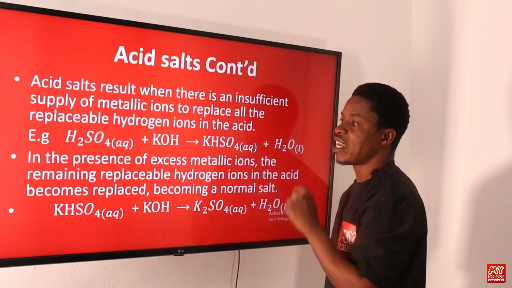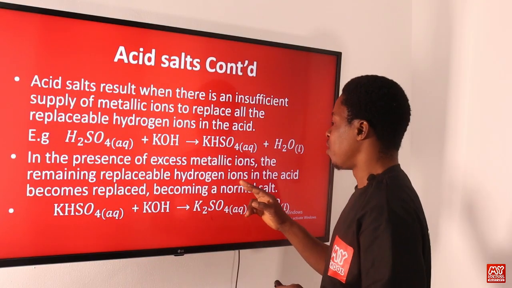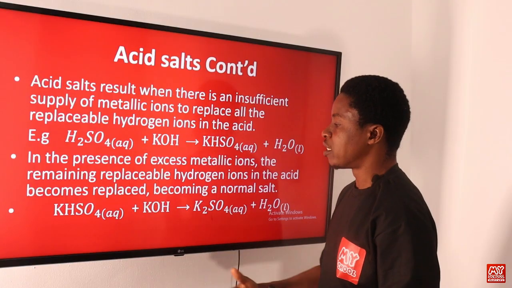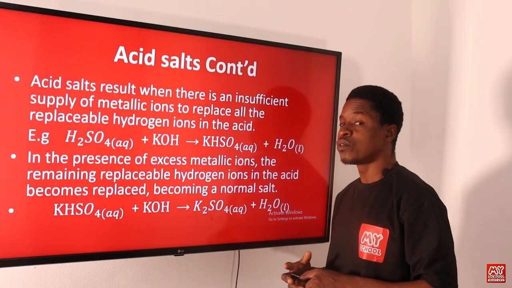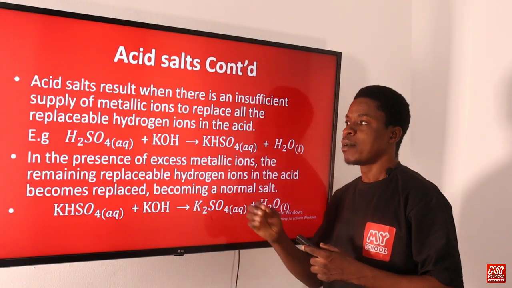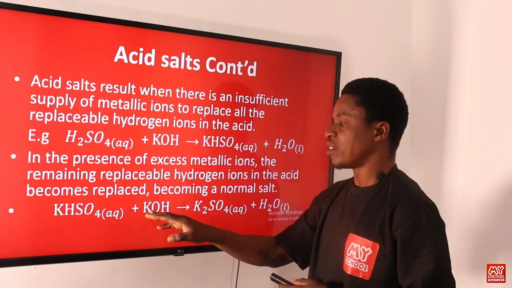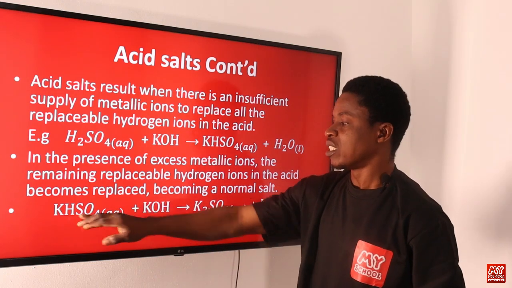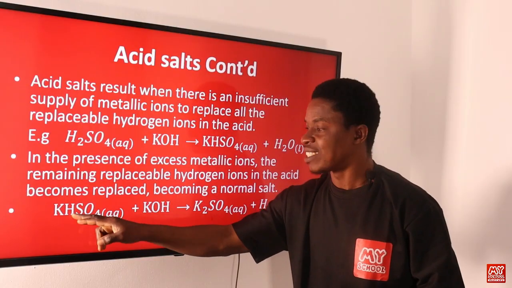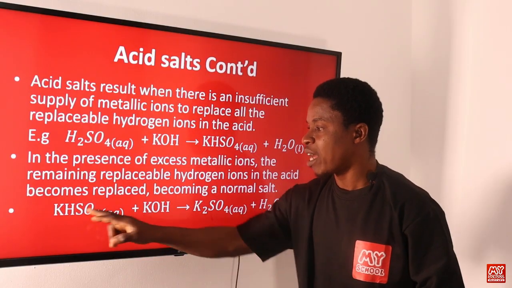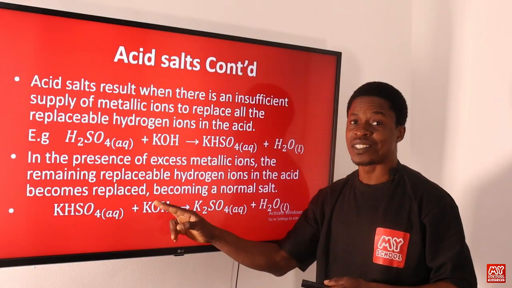In the presence of excess metallic ions, the remaining replaceable hydrogen ions in the acid become replaced, becoming a normal salt. So as the reaction continues, if we have excess potassium hydroxide still reacting with this, then this potassium is now sufficient to knock off or replace this hydrogen ion, so that K becomes 2. So we can now have K2SO4 because potassium hydroxide is in excess.